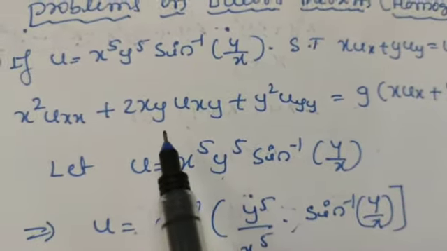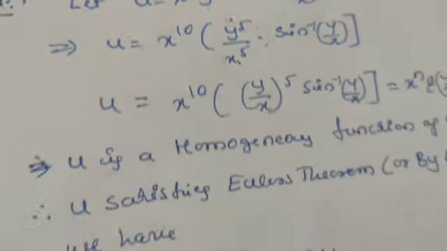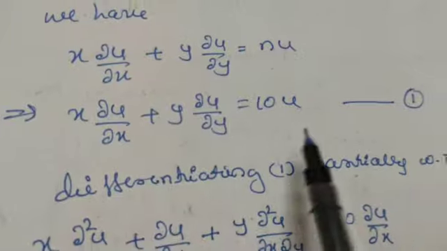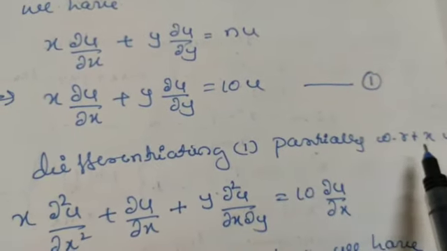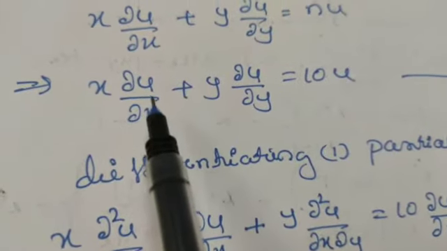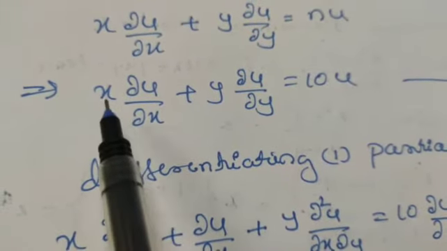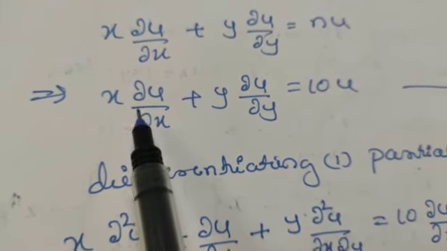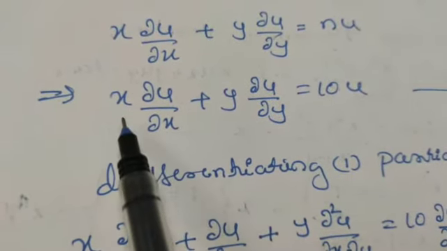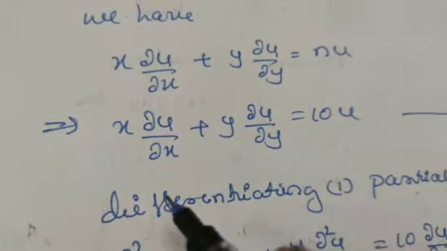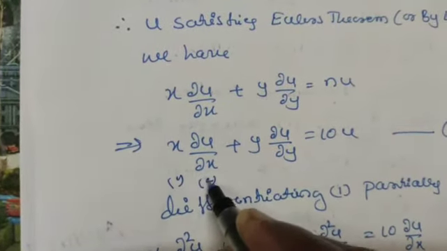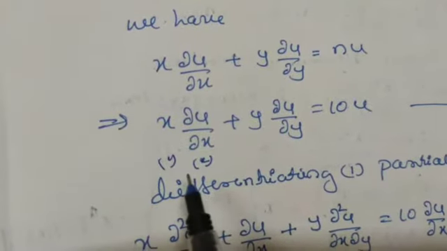Let us prove the second one. To prove the second one, we have to do like this here. We have to differentiate equation 1 partially with respect to x. Then we have, here it is x into dou u by dou x. Both are functions of x, because here dou u by dou x contains x and y both. So it is a product of two functions.